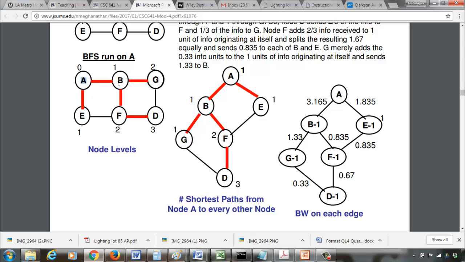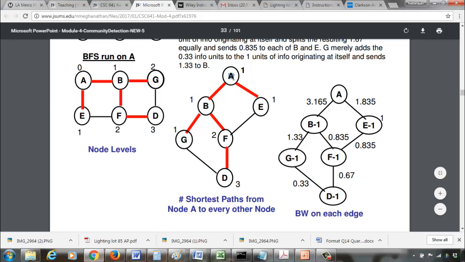So for example, for B, which is at level 1, the vertex at level 0, one less than level 1, is A. So in this case, what will be the shortest path from A to A? That is also the number of shortest paths from A to B, which is 1. Same case for E. At level 1, the vertex at level 0 is just A. So the number of shortest paths from A to A is also the number of shortest paths from A to E.